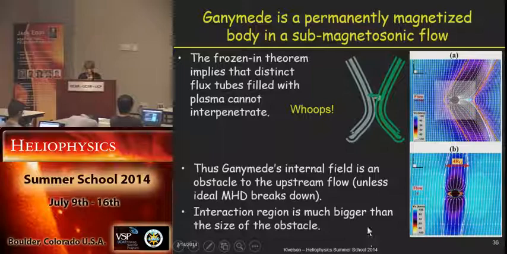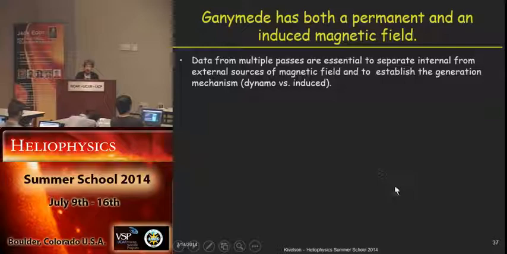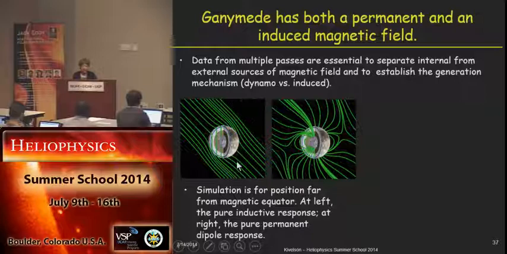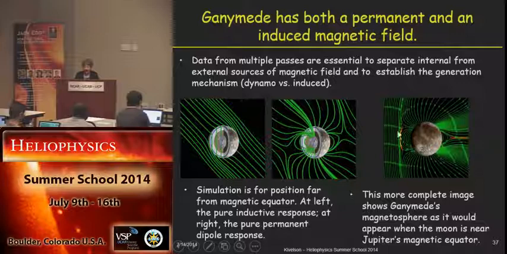So Ganymede also has an inductive magnetic field. It's hard to separate external sources and dynamo sources. So here's somebody trying to simulate what the external field would look like if we just had an inductive response, what it would look like if we just had the permanent dipole, and this is a more complete image that shows the magnetosphere as it would appear when the moon is near Jupiter's magnetic equator. But the effect of induction here is to change the tilt of the dipole by a few degrees. There's some uncertainty about the argument.